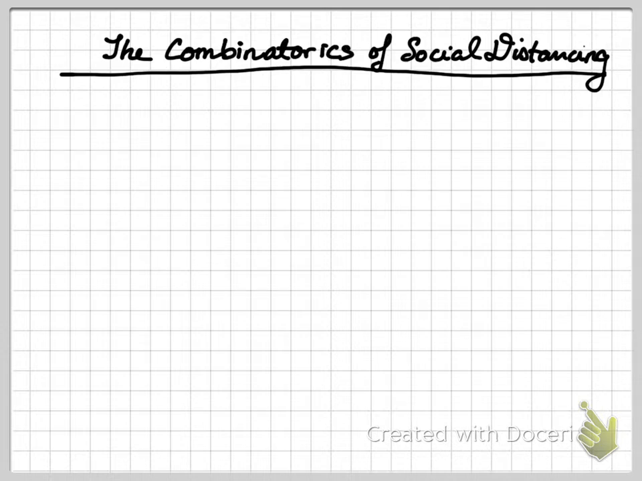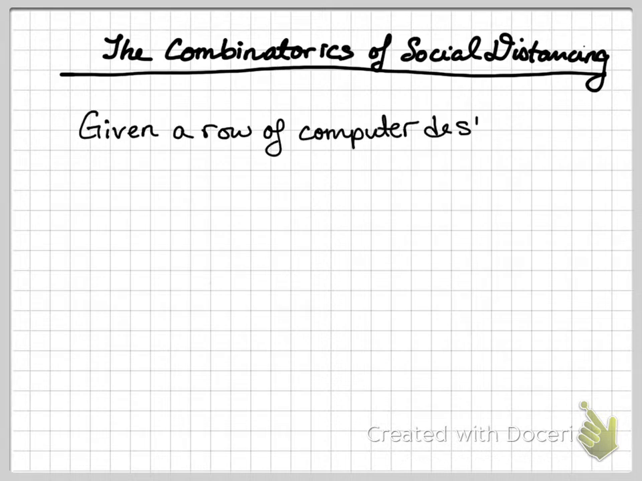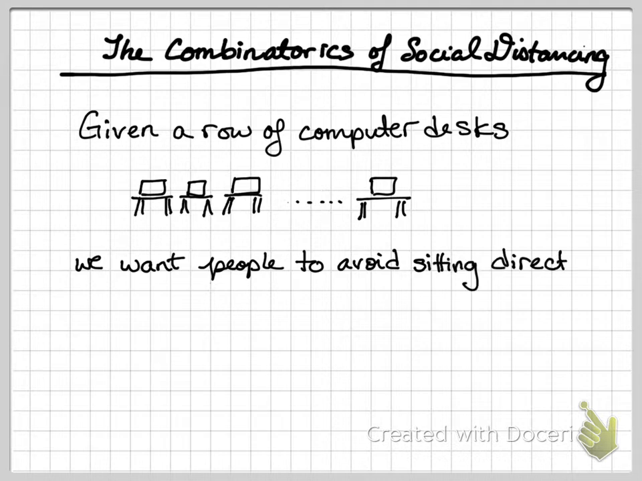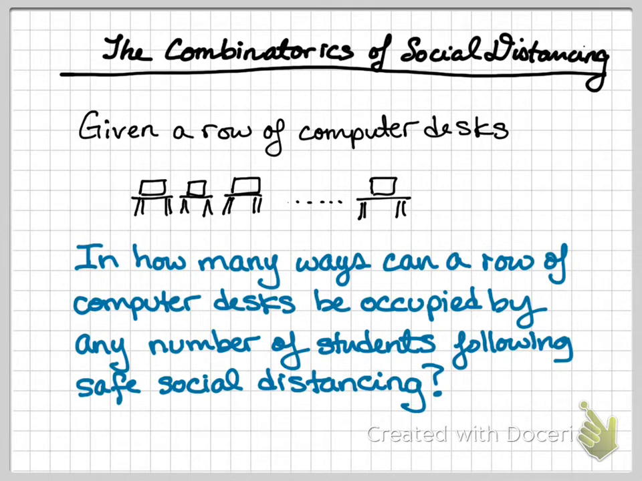So the idea is that let's say we have a row of computer desks, and because of social distancing, we don't want students to sit at two desks that are directly next to each other. So we want people to avoid sitting directly next to each other. And then the question becomes, in how many ways can a row of computer desks be occupied by any number of students if the students are following safe social distancing?